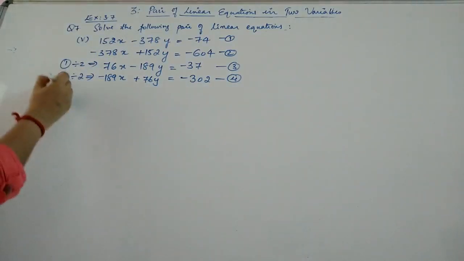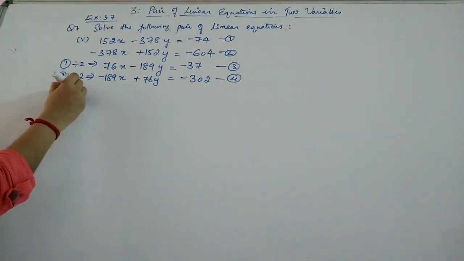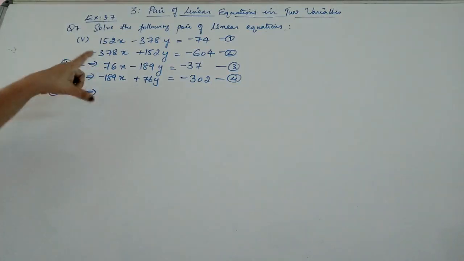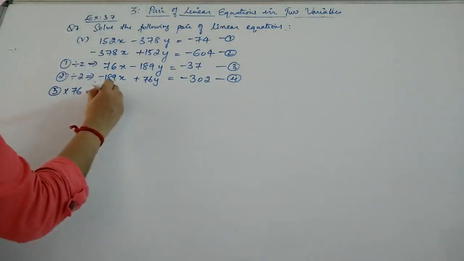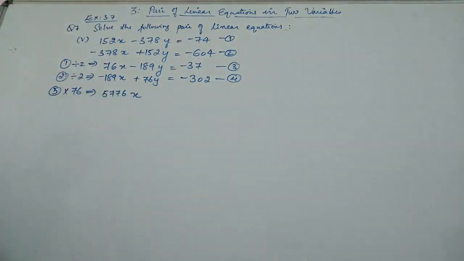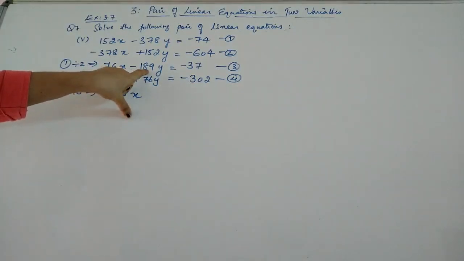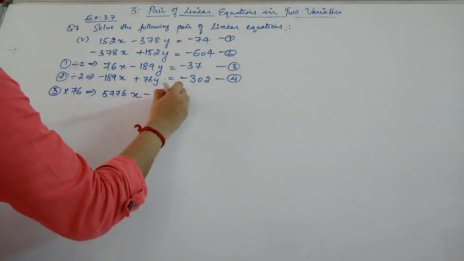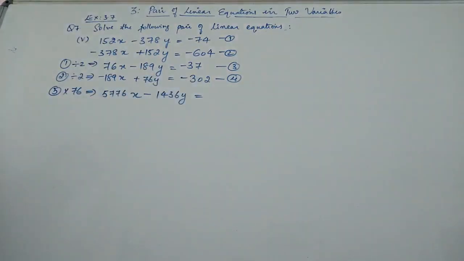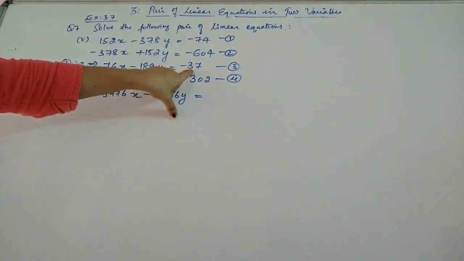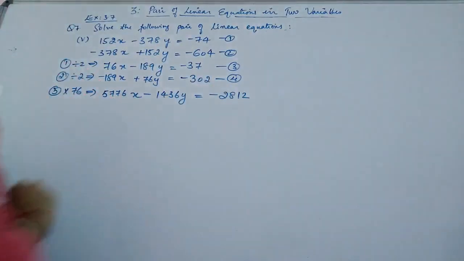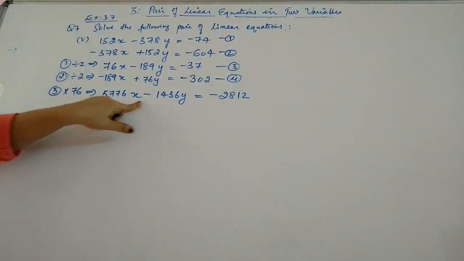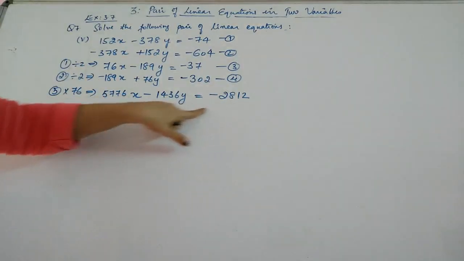So equation number 3 into 76 will give you 76 into 76 for your x coefficient, which is 5776x. Here 189 into 76, which is 14364, equal to, here again into 76 will give you negative 2812. This is your first equation after multiplication.